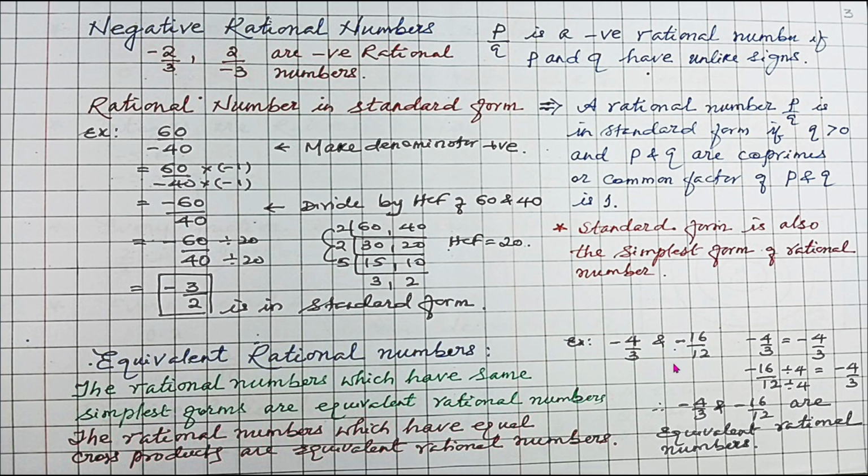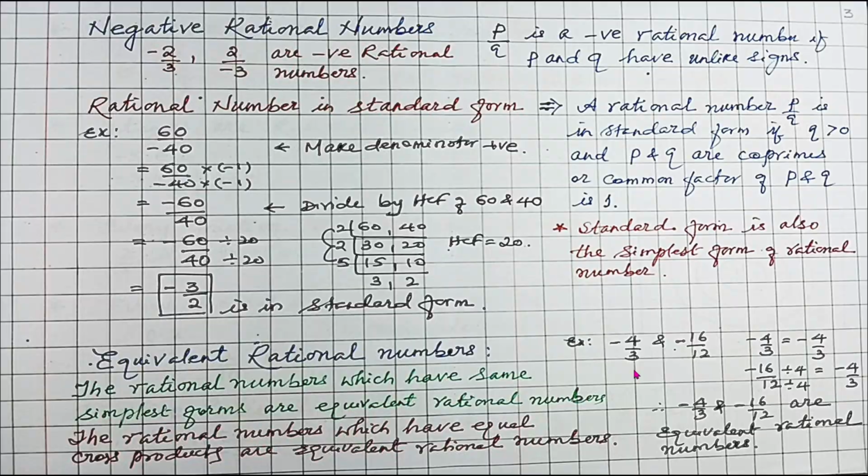Minus 4 by 3 and minus 16 by 12 are two rational numbers. Now the simplest form of minus 4 by 3 is minus 4 by 3 only, whereas the simplest form of minus 16 by 12 is obtained by dividing p and q by their HCF, that is 4, and we get minus 4 by 3. And if we observe, minus 16 by 12 is also minus 4 by 3, therefore minus 4 by 3 and minus 16 by 12 are equivalent rational numbers.